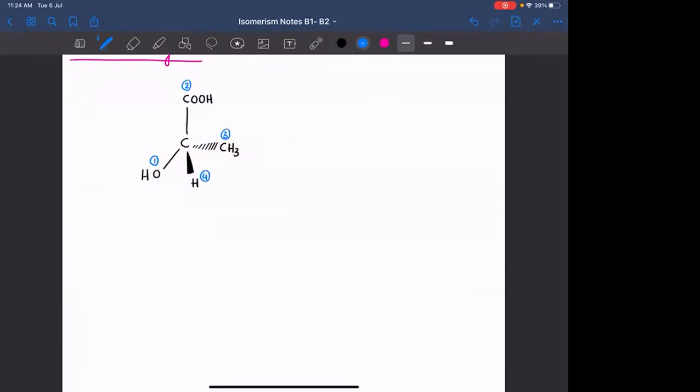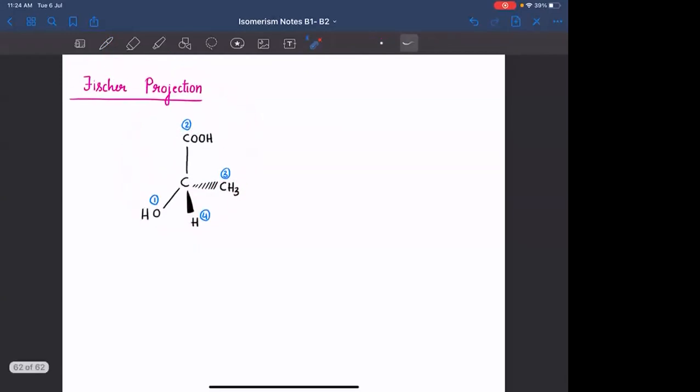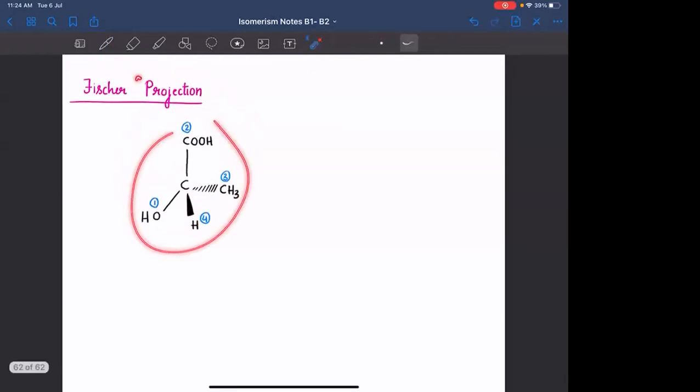You cannot assign RS configuration if the lowest priority group is not pointed away from you. So here we will not assign RS configuration. First, let us try to convert this into Fischer projection. Okay. I am observing this molecule from here. This is an eye. I'm placing an eye here.